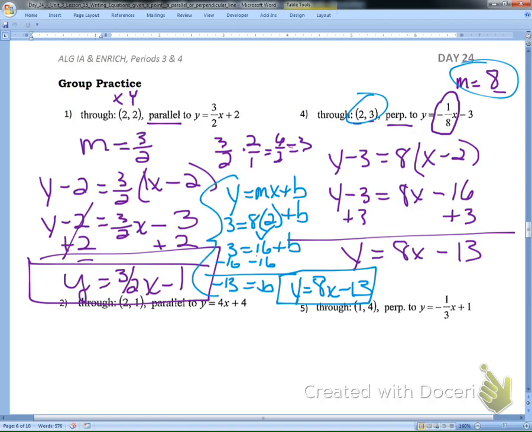That right there looks like a lot of steps. I don't know, it's a preference. It really is a preference. So you can use either equation, the slope-intercept form equation or the point-slope form equation.